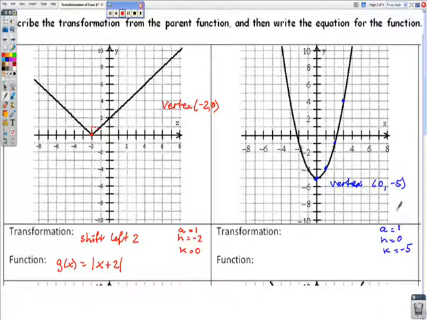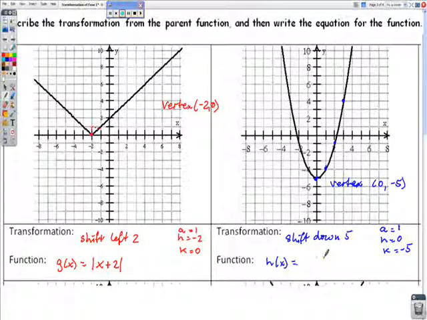So now that we have that information, we can say what the transformation is. It's a shift down 5. So that function is h of x, and I put an h just to be different, but I could have put g again if I wanted to. A is 1. You could write that, but for what, right? For x, there's nothing happening to x before it actually gets squared. So I can just go ahead and write the square, and then I'm subtracting 5.